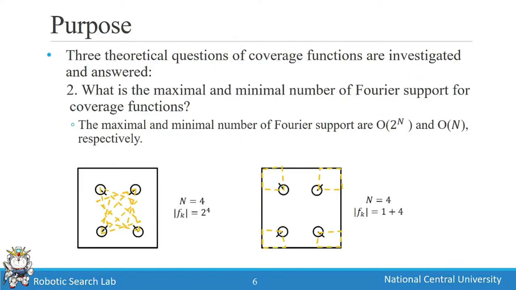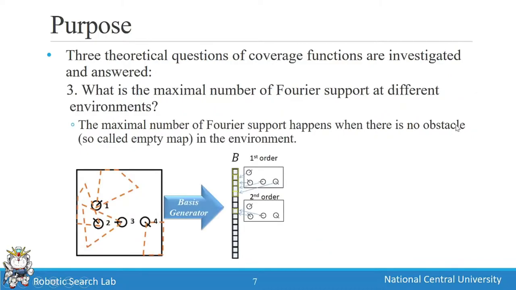The second question: what is the maximum number of Fourier support for the coverage function? We found the maximum number is 2 to the n, and the minimum number is n. The final question is, what is the maximum number of the Fourier support in different environments? We will find the maximum number happens in the case when there is no obstacle in the environment. In this case, we will have the maximum Fourier support. And this concept can be applied to transfer learning.